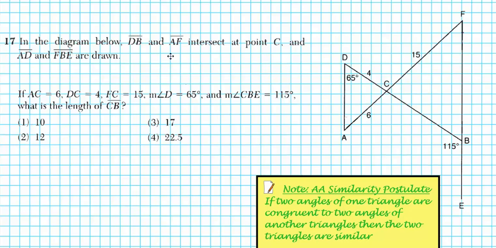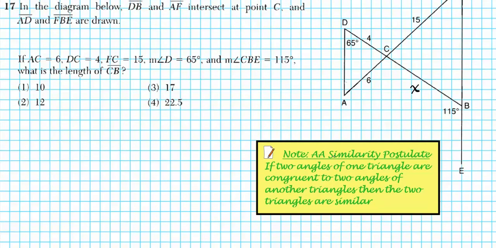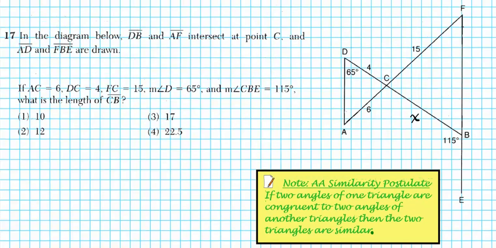Okay, so let's populate the unknown side measure with the variable x. This is what we're looking for here. Now, one thing you want to keep in mind is the AA similarity postulate. What does the AA similarity postulate say? It says that if two angles of one triangle are congruent to two angles of another triangle, guess what? The two triangles are similar, and similarity implies that corresponding sides are in proportion. Okay, so let's keep that in mind.